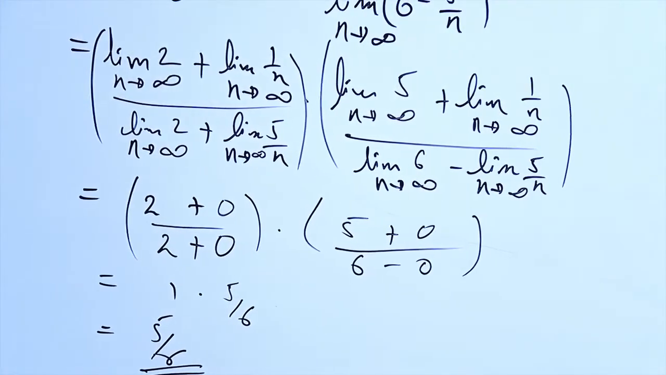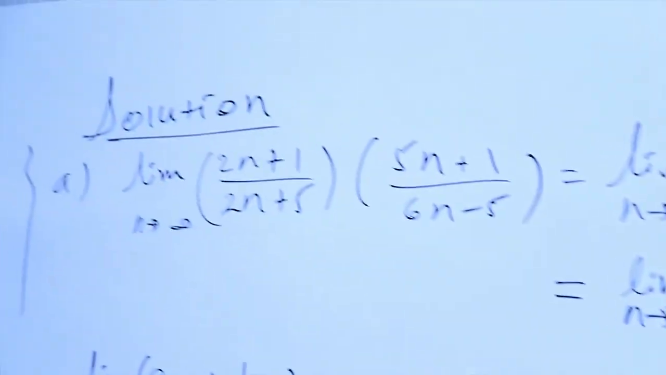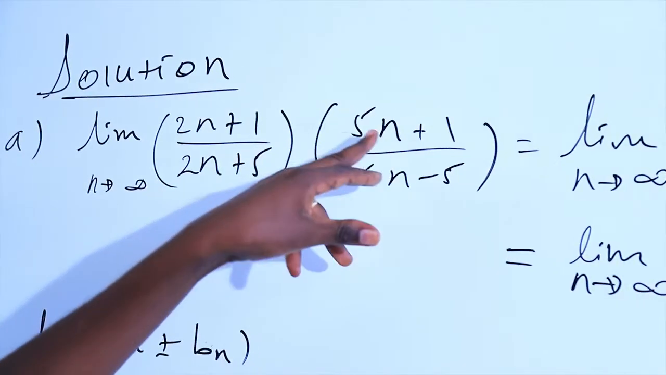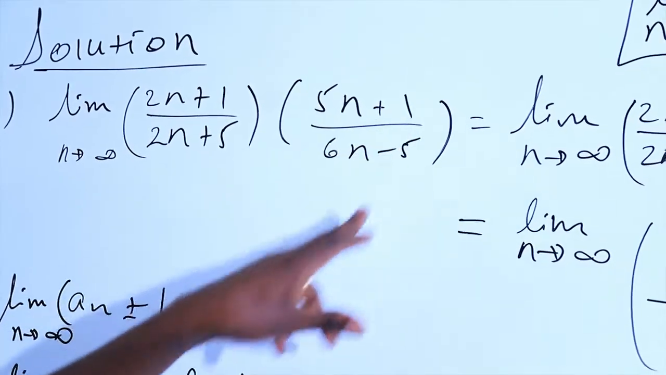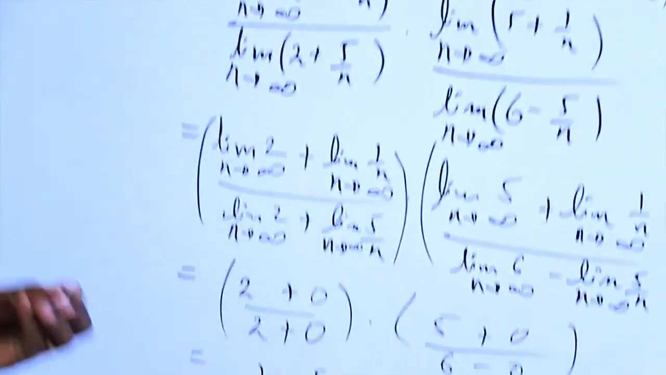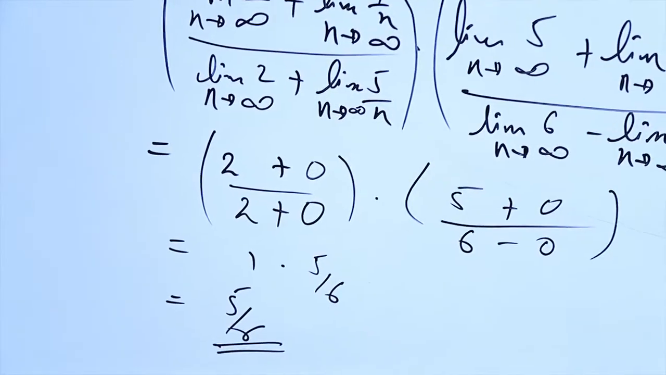Therefore, our result, the limit of the sequence 2n plus 5 over 2n plus 1 times 5n plus 1 over 6n minus 5, is some fixed real number, which is equal to what? 5 over 6.